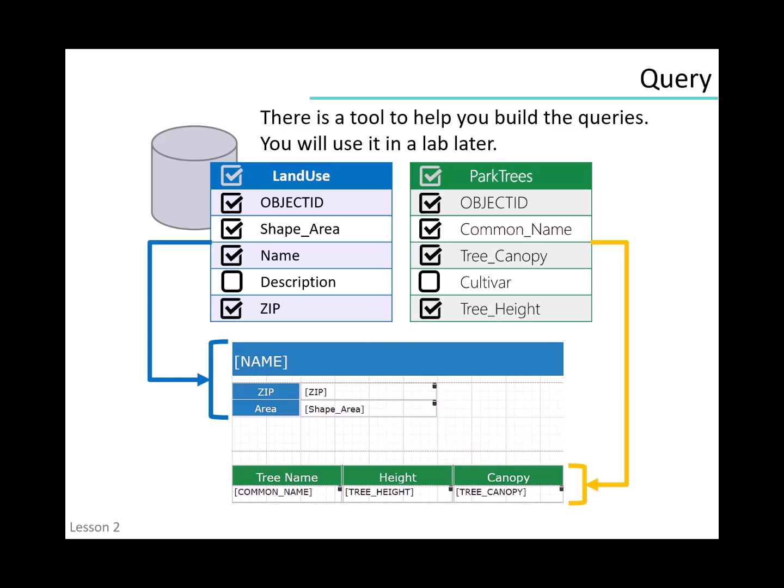Here in this picture, we're taking a look at down at the bottom. This is our report template, and you can see it's asking for things like the name and the zip and the area. That's all coming from the land use table. And then the other section down here with the tree name, the height, and the canopy, that's actually coming from a separate table in the same data source, separate table. It's coming from the park trees table.